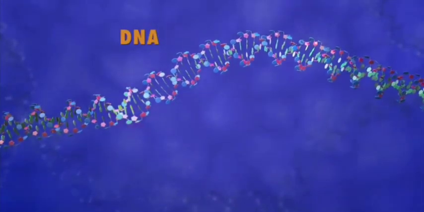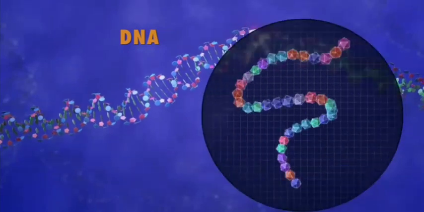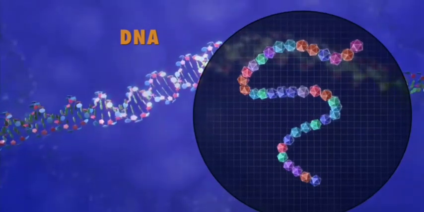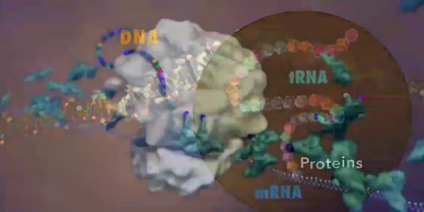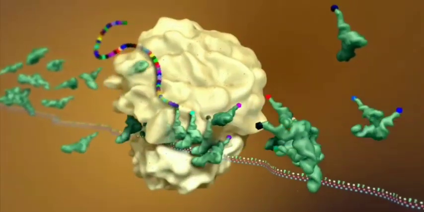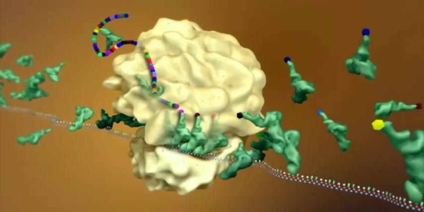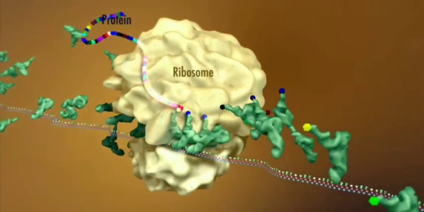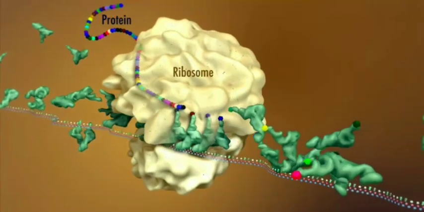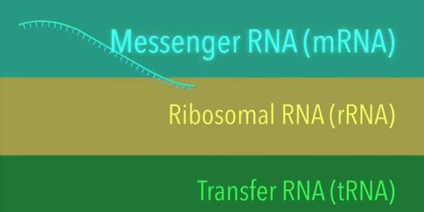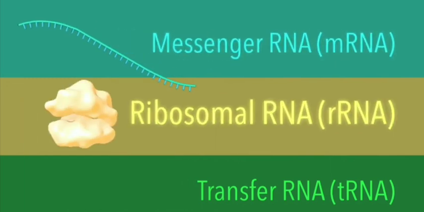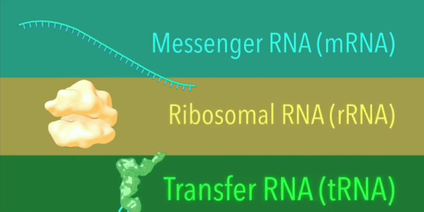DNA controls heredity by containing the code or set of instructions for building the functional and structural proteins that make up your body. And RNA uses these varied instructions to build all the proteins a living organism needs. There are 3 types of RNA: messenger RNA, referred to as mRNA, ribosomal RNA, referred to as rRNA, and transfer RNA, referred to as tRNA.